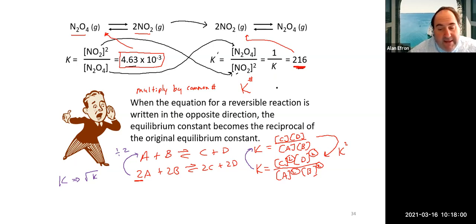So if we divide a reaction by a common number, you take the root of the K value. If it was a 2, you would take the square root. If it was 3, you would take the cube root, and so forth. So those are the common ways that we manipulate some of these equations. This would be a situation where you're given a bunch of individual reactions, and you're trying to build out an overall reaction. Any questions on that there?